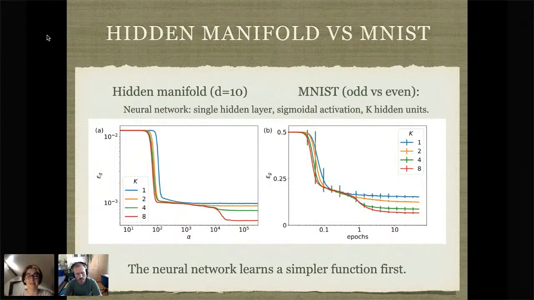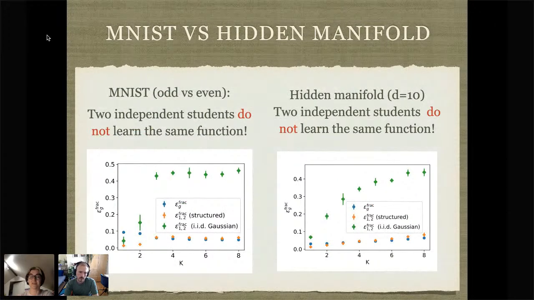But this is maybe something that we still can reproduce with the classical teacher-student model. But this next picture, we cannot reproduce with the classical teacher-student model. And that's the following thing. So again, one picture is for MNIST and one picture is for the hidden manifold model.